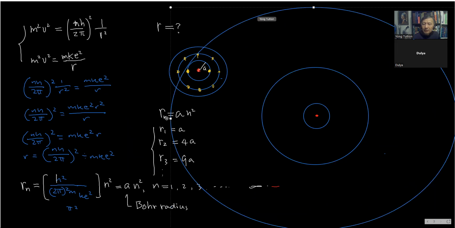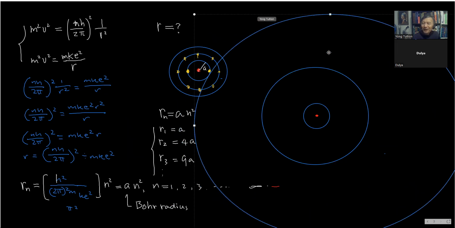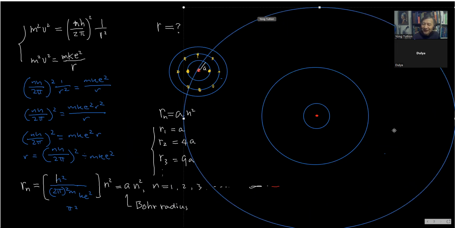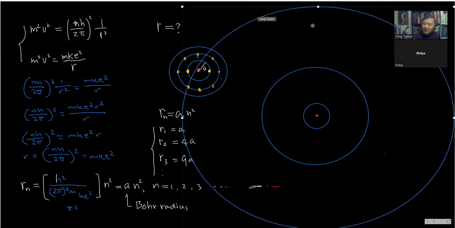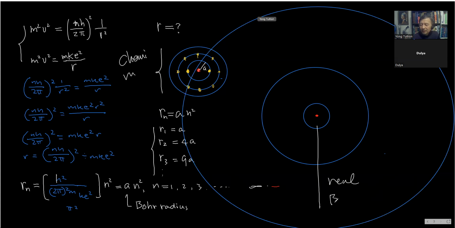So that is impossible, right? We run out of space very quickly. Can you see that? So bear in mind, the Bohr model has been used in chemistry, very comfortably, right? When people are taught the Bohr model, they use it as a chemistry model, the chemistry version. But actually this is the real Bohr model.